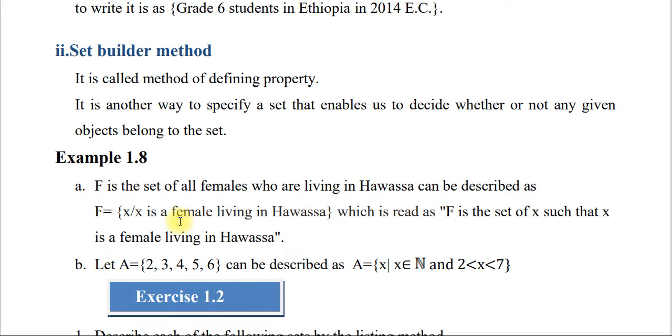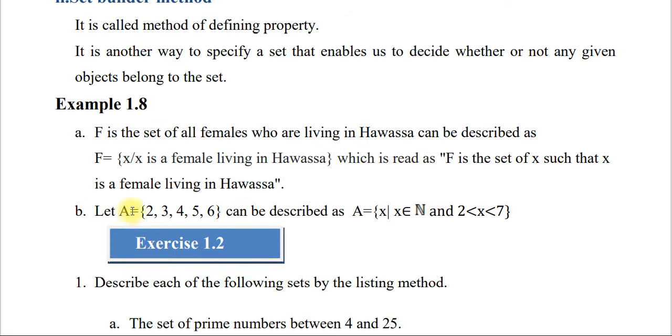ሴት ቢልዲንግ ሜተድ ይባላል ማለት ነው። Which is read as F is the set of X such that X is a female living in Hawassa. So, this method of describing a set is known as set building method or set builder method. Next B, let set A which is equal to 2, 3, 4, 5, 6 can be described as set A which is equal to the set containing X such that X is an element of natural numbers and 2 less than X less than 7.